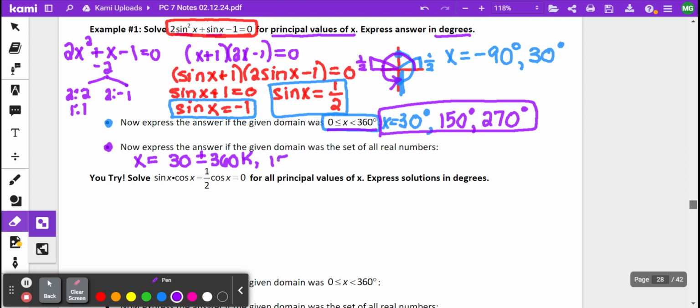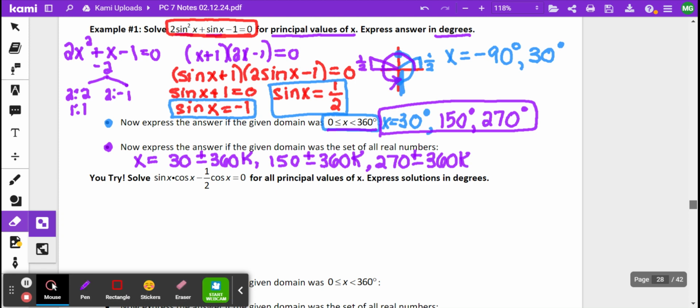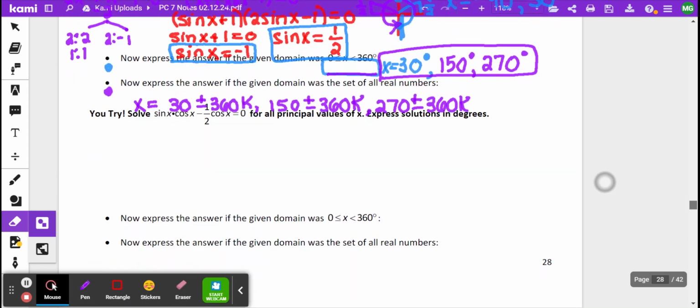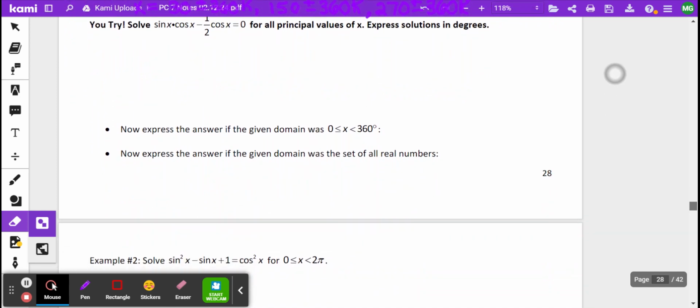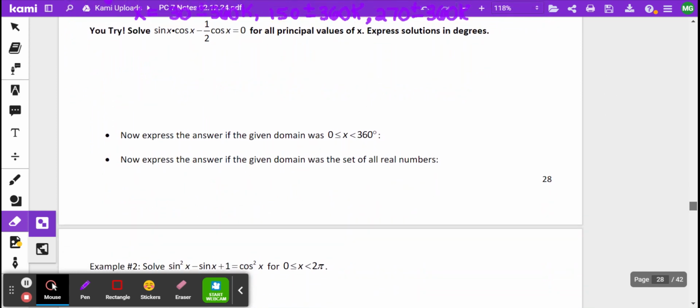So, of course, the same thing: 150 plus or minus 360k and 270 plus or minus 360k. Okay, so you have to be very careful with the domain that you're given so that you're giving the correct answer, not too much of an answer, and not leaving anything out. Okay, so let's look at this next problem.